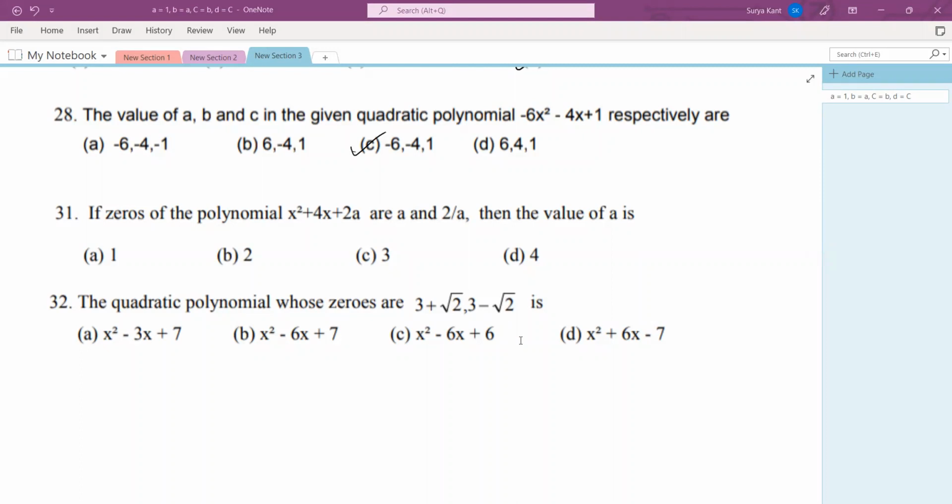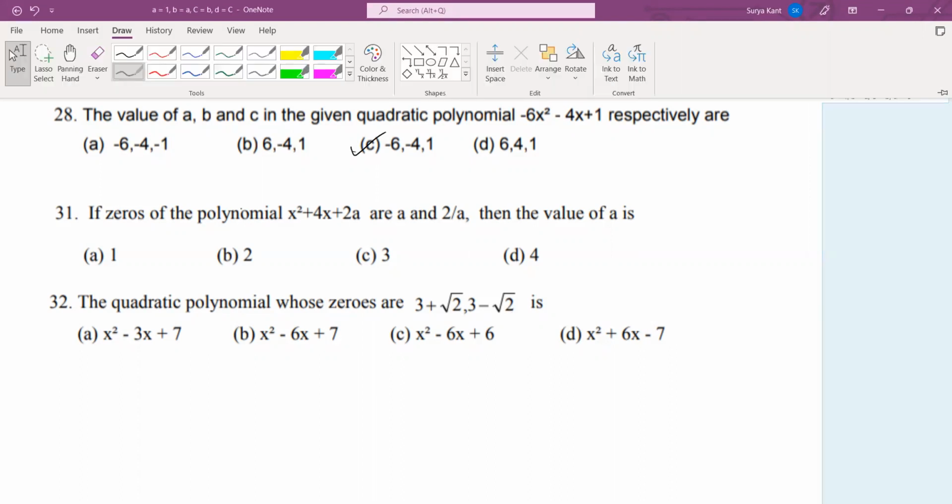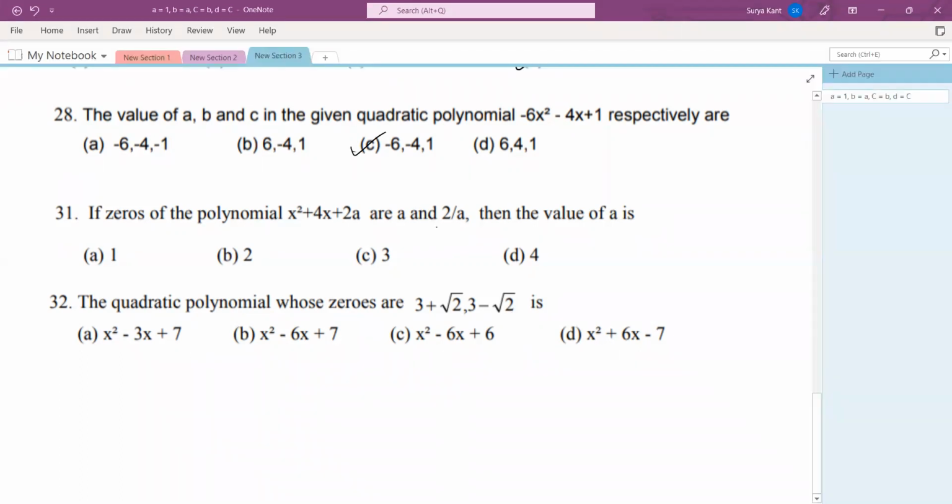Two zeros of this polynomial are a and 2 by a. Then the value of a is 1 only. Harsan, you were telling for 31, right? Sir, it's supposed to be B, sir. Okay. So if alpha and beta are the roots of the polynomial, then alpha plus beta we can write as minus 4, right? And alpha beta is equal to what? 2.